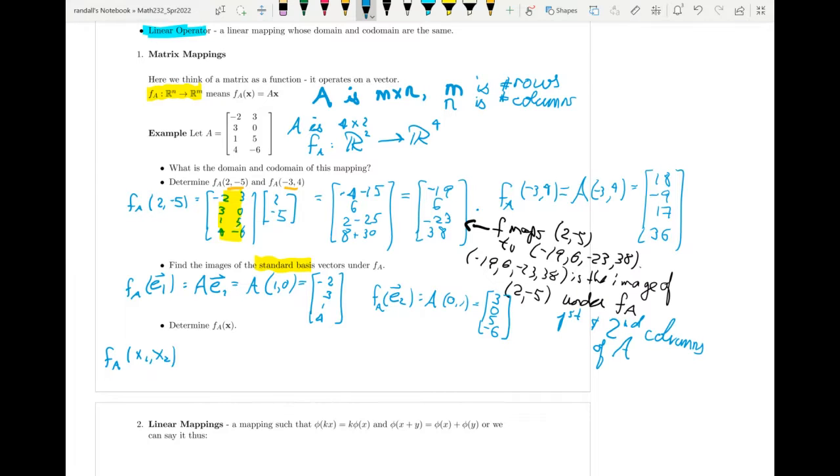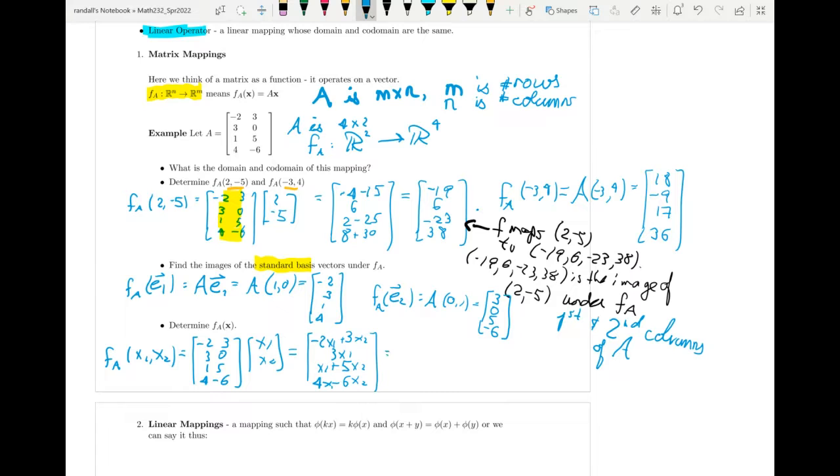So there are the components of my vector x in R2. I have my matrix, with rows (-2, 3), (3, 0), (1, 5), (4, -6). I'm going to write it out, multiplying by (x1, x2). Then I write out the dot product, row dotted with the column. So -2x1 + 3x2, 3x1, then x1 + 5x2. And the last component would be 4x1 - 6x2.